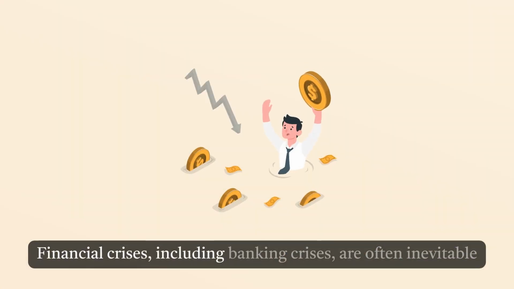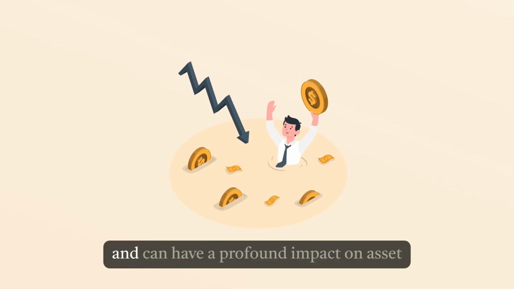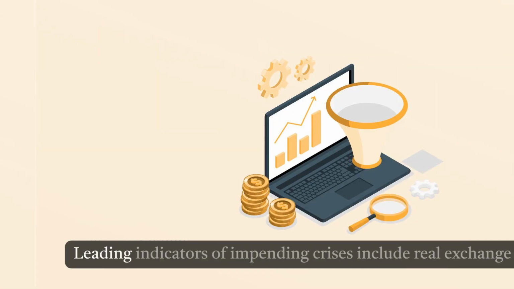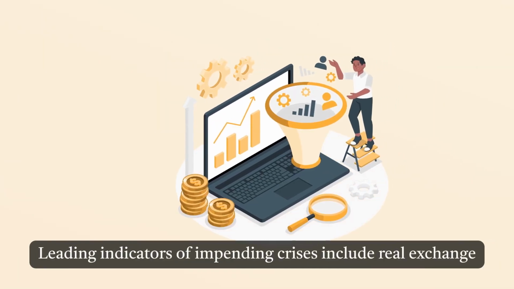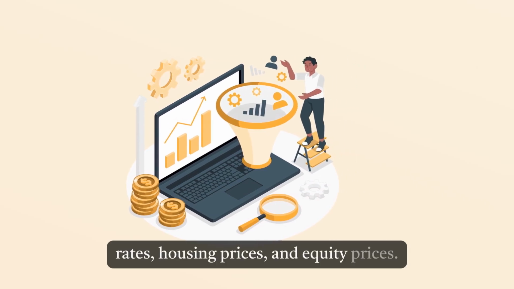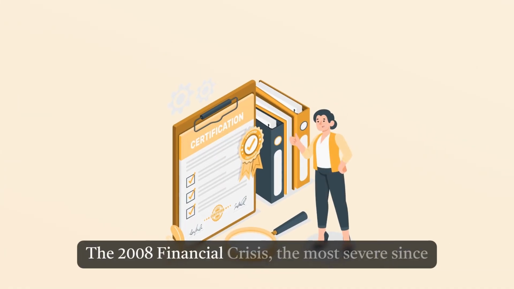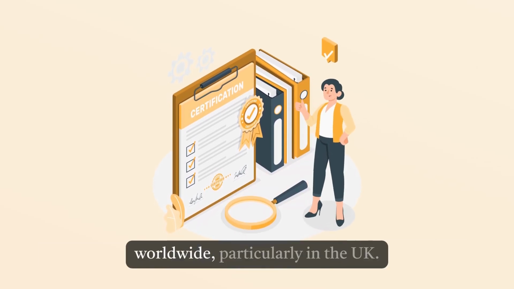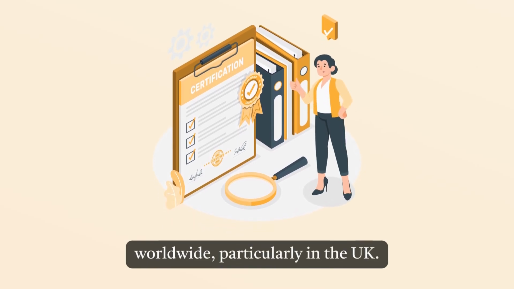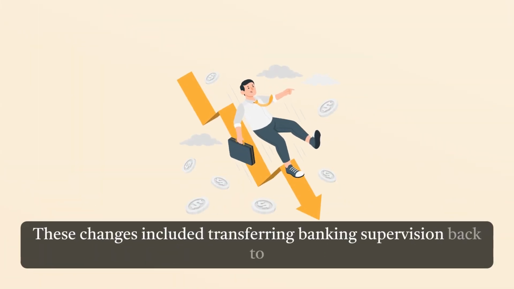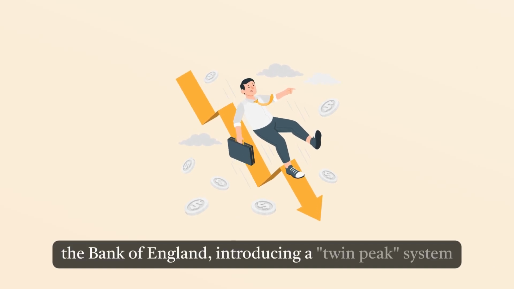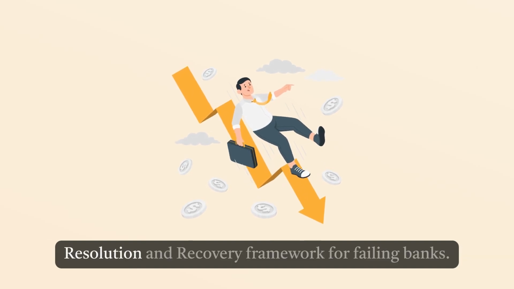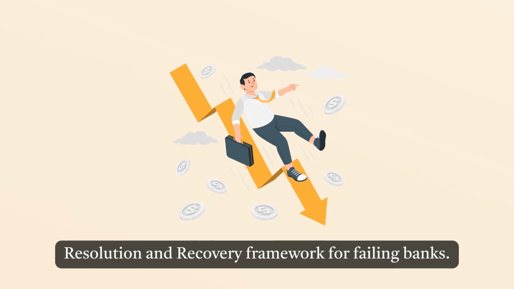Financial crises and their impact. Financial crises, including banking crises, are often inevitable and can have a profound impact on asset prices, the economy, and government debt. Leading indicators of impending crises include real exchange rates, housing prices, and equity prices. The 2008 financial crisis, the most severe since the Great Depression, led to significant regulatory changes worldwide, particularly in the UK. These changes included transferring banking supervision back to the Bank of England, introducing a twin peak system for conduct and prudential regulation, and establishing a resolution and recovery framework for failing banks.